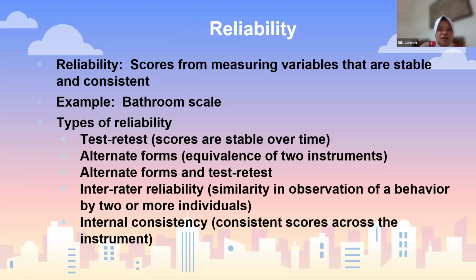And for reliability, it scores from measuring variables that are stable and consistent. This is the example, the pattern scale. Some types of reliability can be test-retest, alternate forms, inter-rater reliability, and internal consistency.